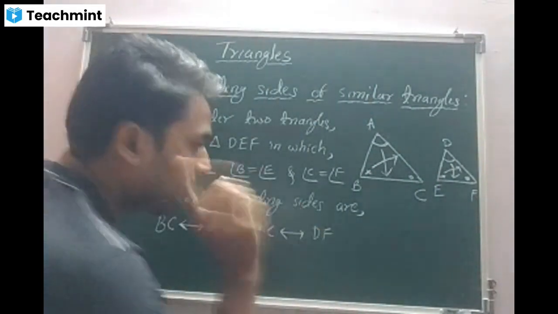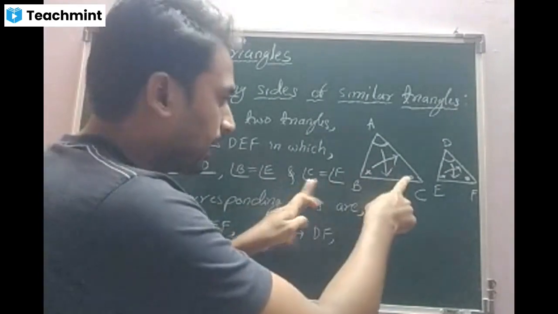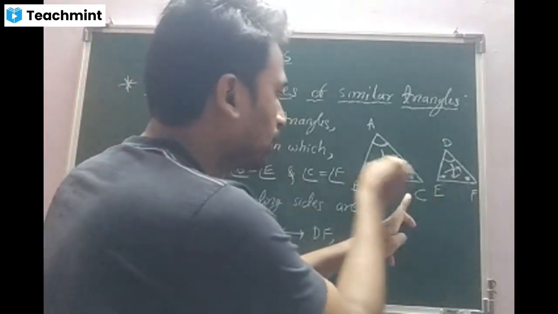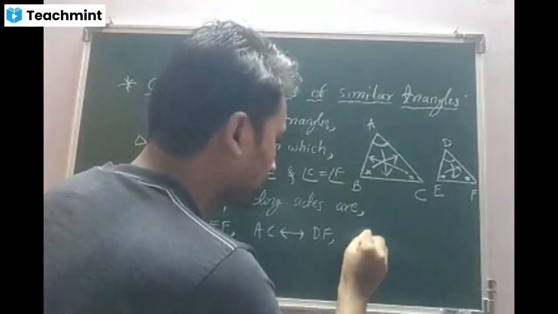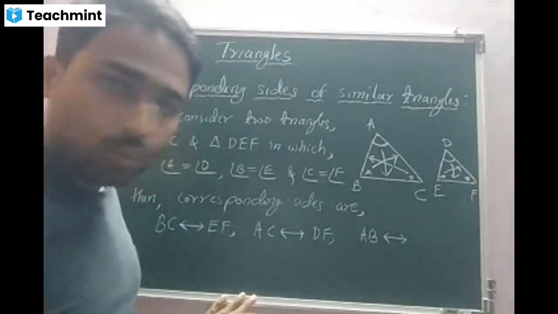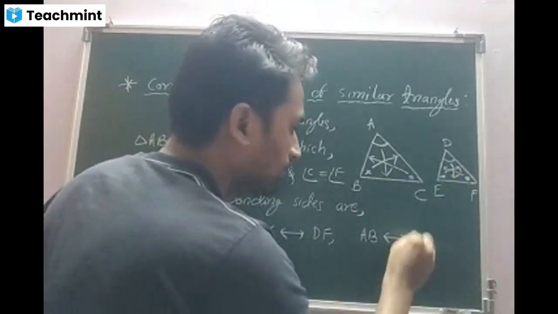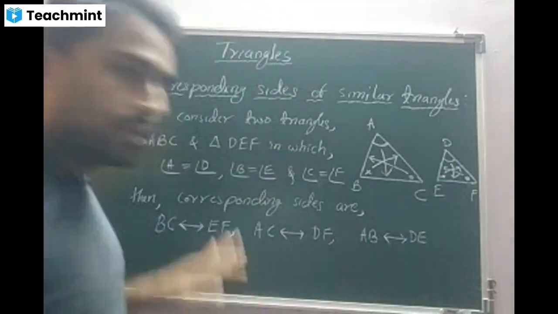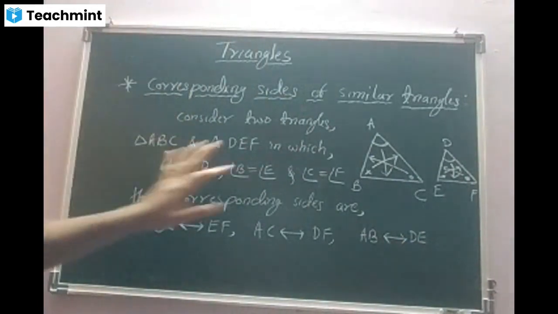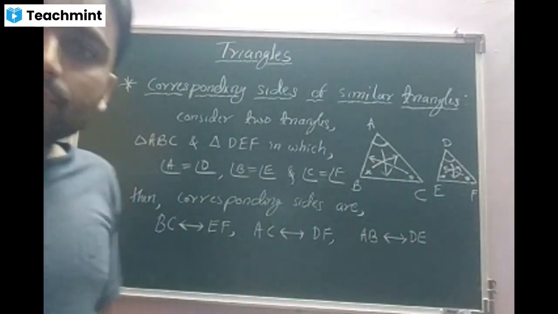DF. Now one more set is remaining. Angle C and angle F are equal. What is opposite to C, beta? AB. This should correspond to the side opposite to angle F. What is the side? DE, sir. So all of you understood the concept of how to use it in solving problems? Yes, sir.